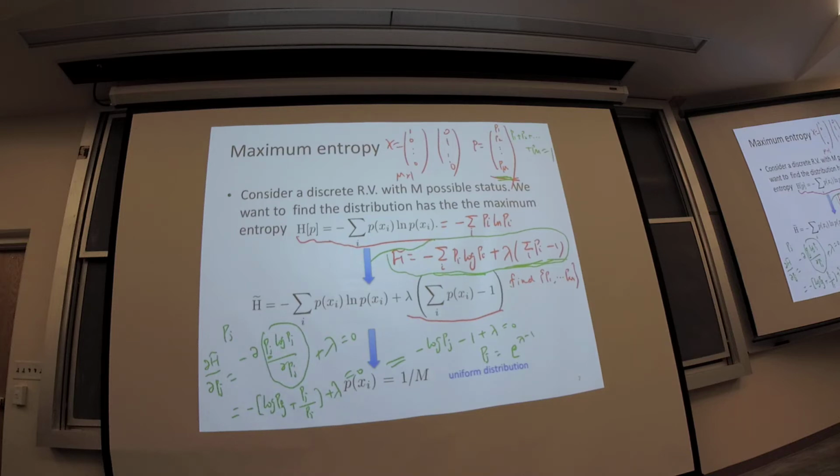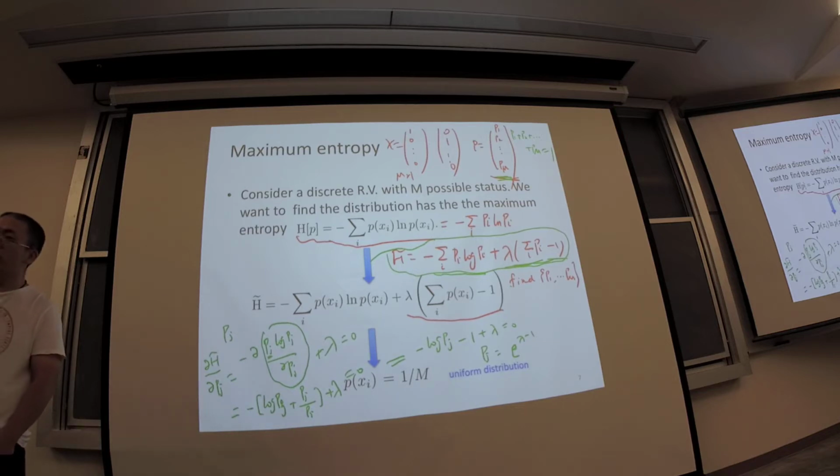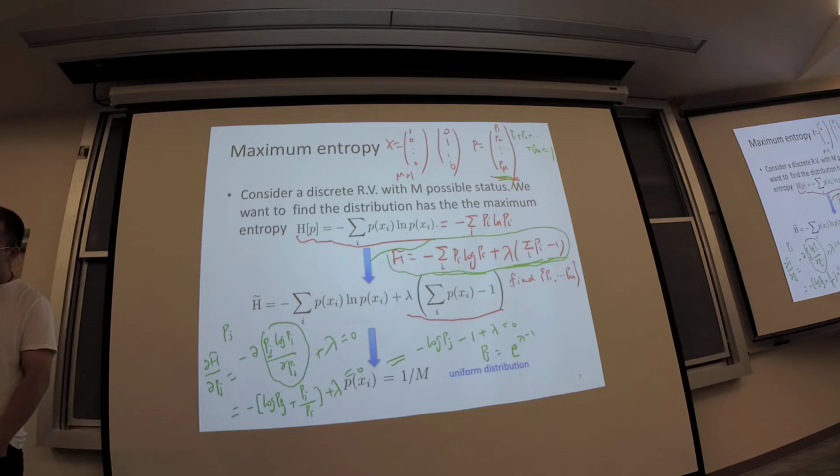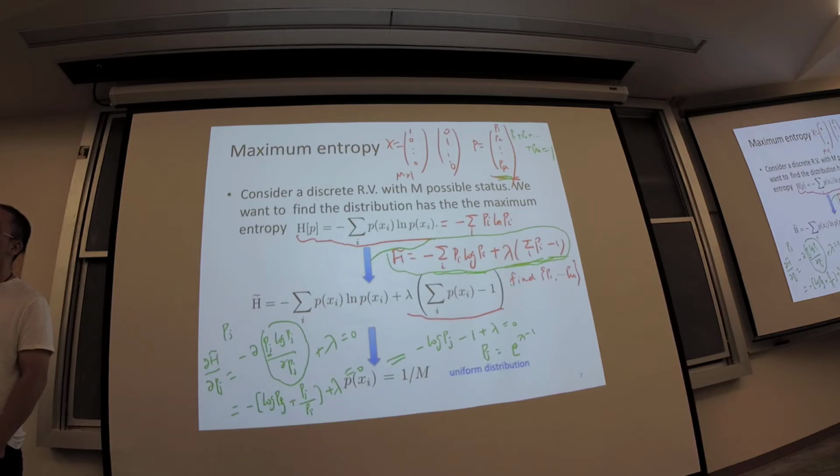Does it make sense? Because you can only choose one status, right? Say you have a P1 chance to take category 1, P2 chance to take category 2, right? You must ensure that all those chances add up to 1. Any other question?